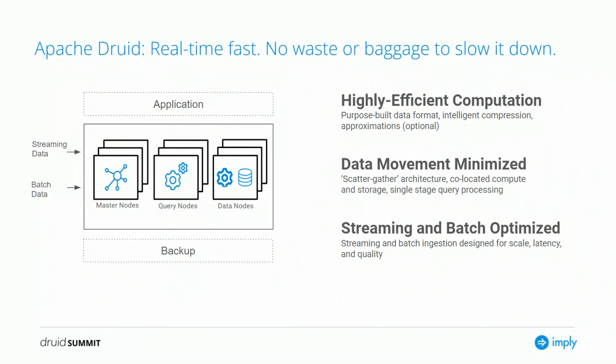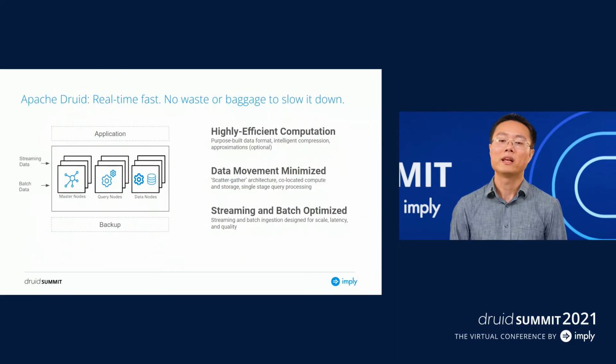Lastly, Druid is optimized for both streaming and batch ingestion. It has a pretty novel way of loading data, one that is completely lock-free, so you can throw a stream of however many events that you want at it, as well as throw batch files of whatever size you want at it, and it's going to be able to handle it at any scale and latency.